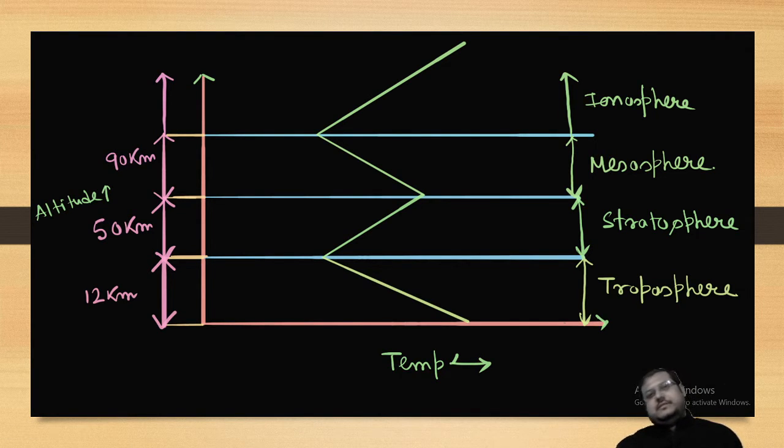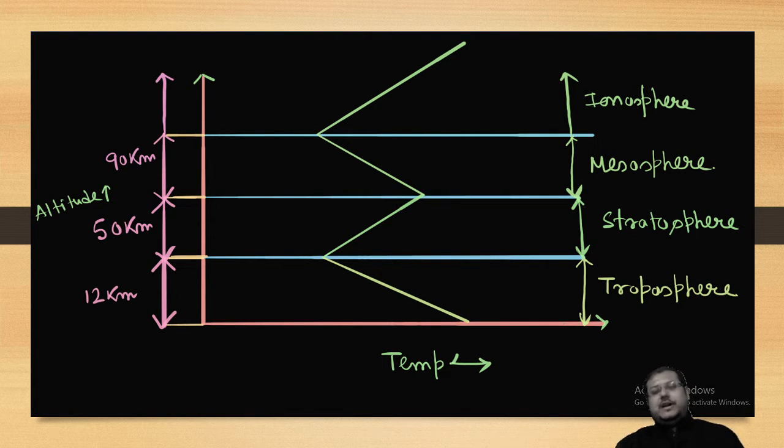Before going to the details, here I am showing you one particular plot of altitude or height versus temperature. From the ground surface up to 12 kilometers, we will observe a reduction in temperature with height, which is called the troposphere. From 12 to 50 kilometers height, we will observe the opposite of the tropospheric situation, that is, an increase in temperature with height, that is the stratosphere.